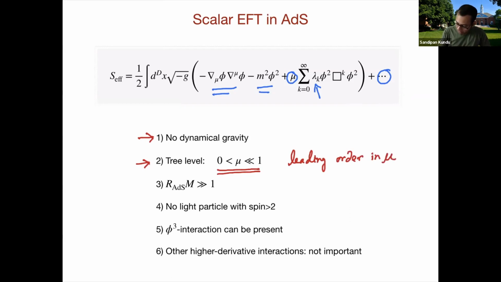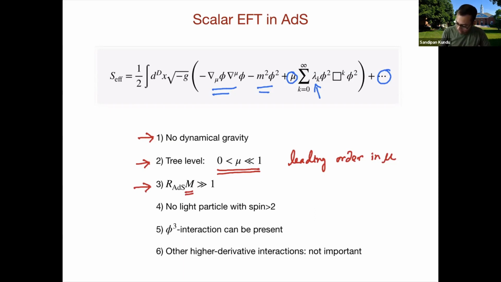The third assumption is basically I'm going to take R radius to be large. And what I mean is basically the cutoff scale of the effective field theory, which let me call it M, whatever that cutoff scale is. So R radius times M is very, very large.